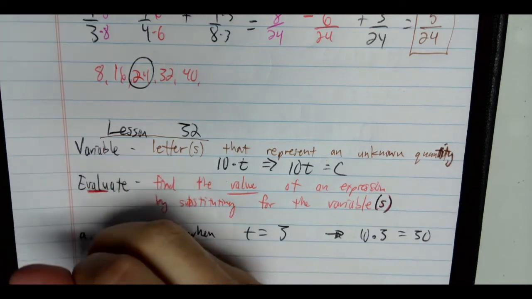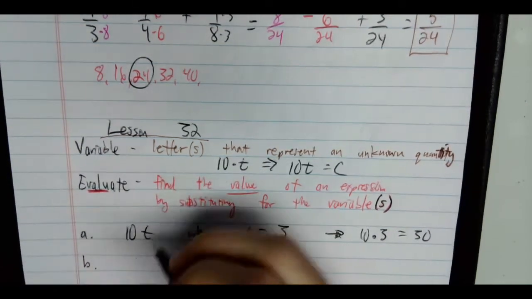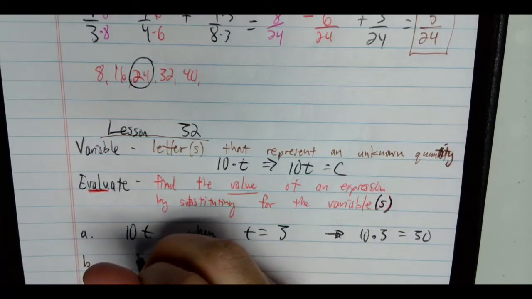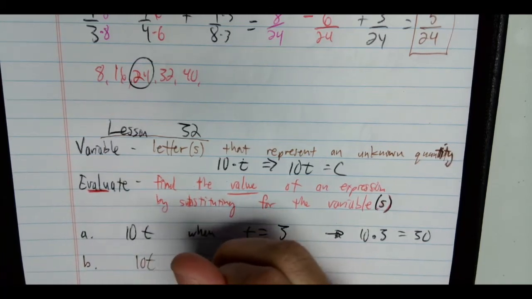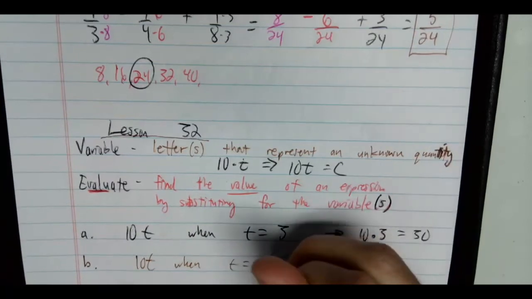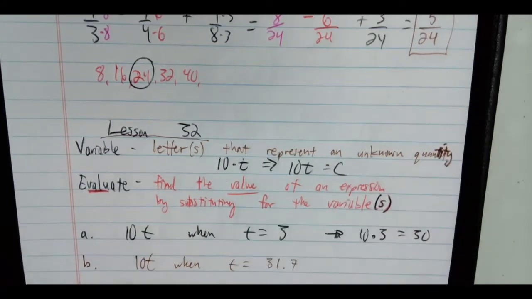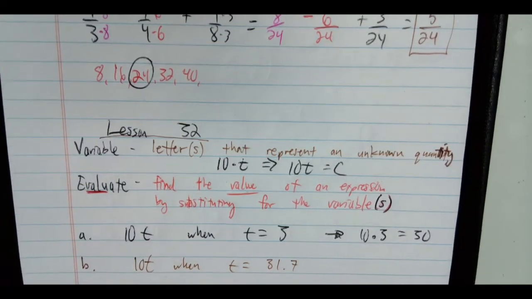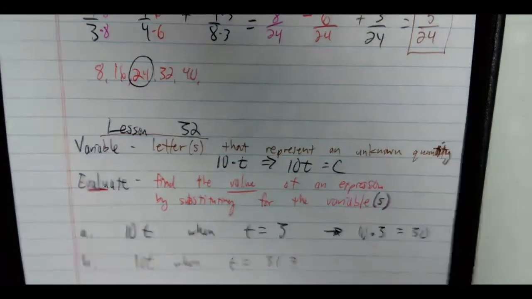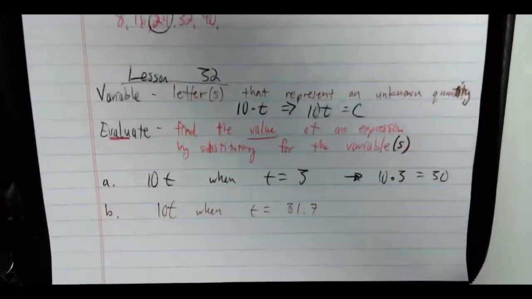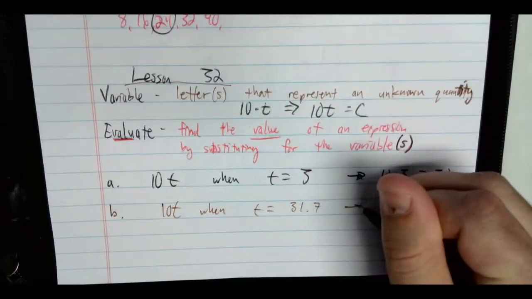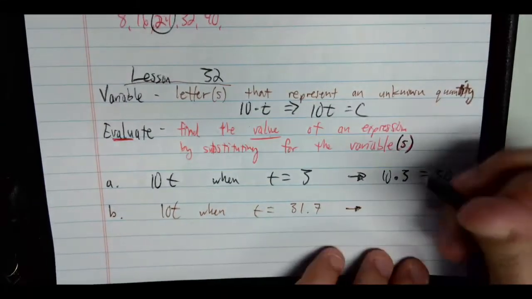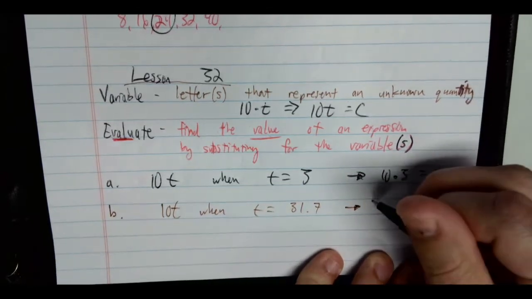Okay? So let's say we had 10t when t equals 31.7. And it's no longer tickets. That makes really no sense. If I had, say, 31.7 tickets, you can't have 0.7 tickets. Because it's the child cost. All right, a little bit less. So it is 0.7.